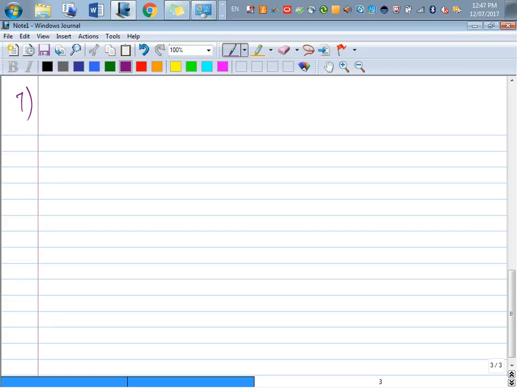Okay, 7. ABCD is a trapezium where AB is parallel to CD. Okay, so trapezium. And it is a right angled trapezium. A, B, C, D. So 3 units, 6 units, 7 units. Find the size of angle theta.